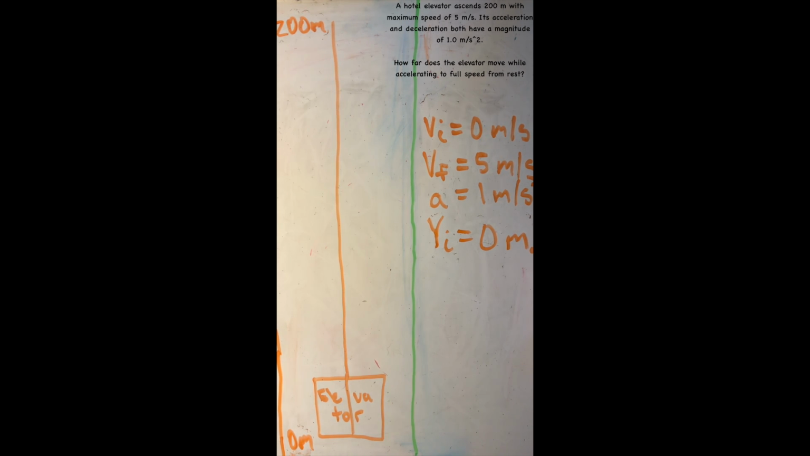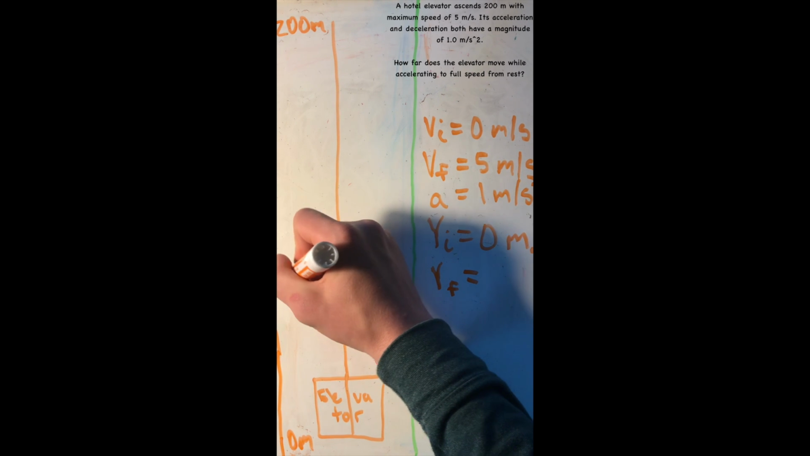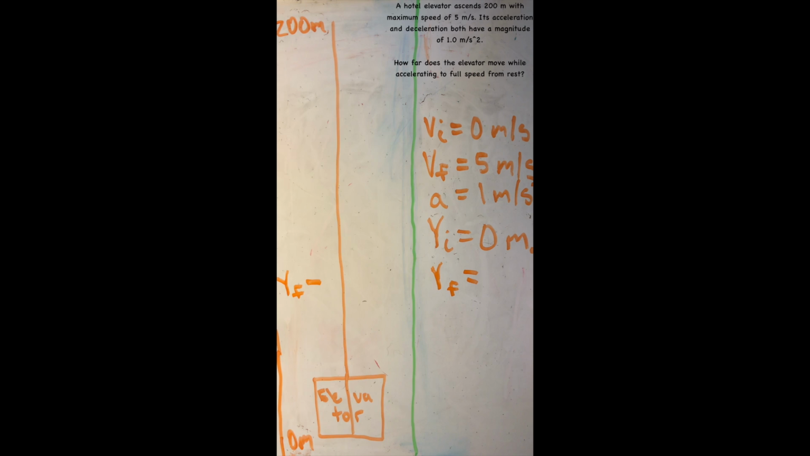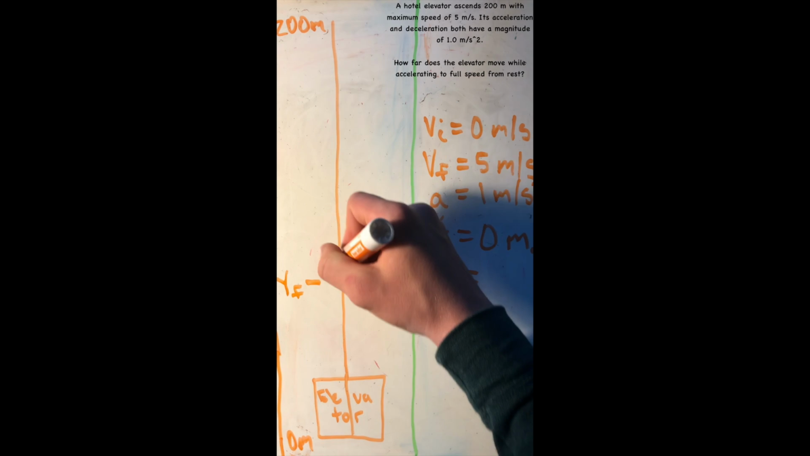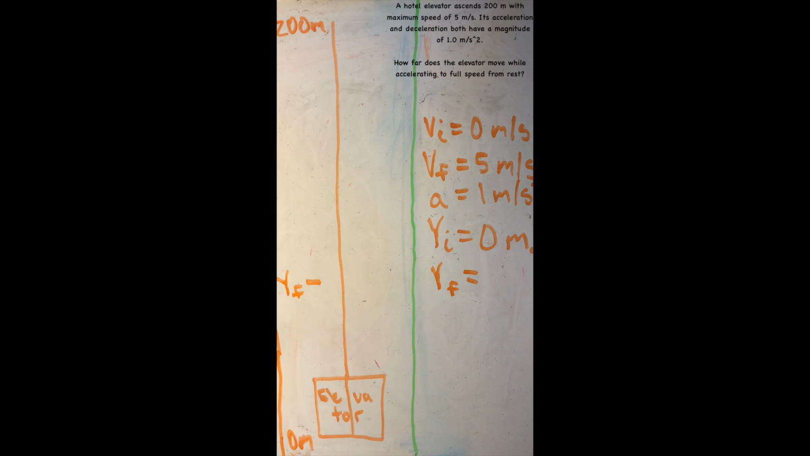So while 200 meters is where the elevator will eventually end up, part A just asks us for how far the elevator moves while accelerating from rest to full speed. So we'll call y final right here. And it represents where the elevator first reaches its full speed. So right here, it starts going 5 meters per second at a constant rate. And because we're trying to find this value, I'm going to put a question mark right here. So y final equals blank meters right now. That's what we're trying to solve for.